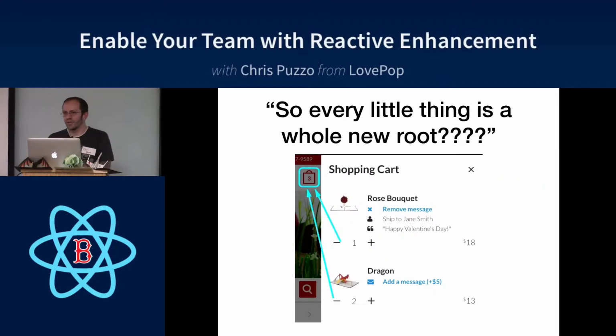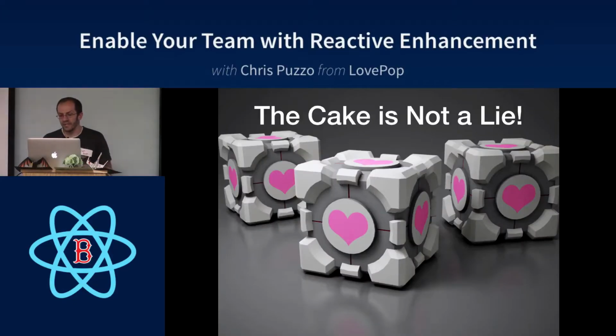So, okay, cool, great. But for every little thing I do, we have to create a whole new root? This sounds super tedious. Chris, you're insane. There's got to be performance overheads for this. Sure, gotcha. Obligatory portals reference.